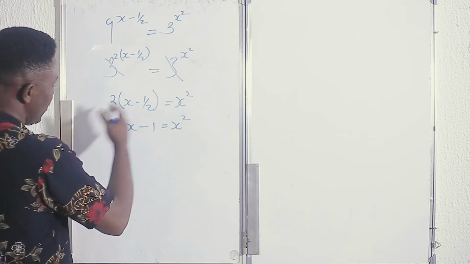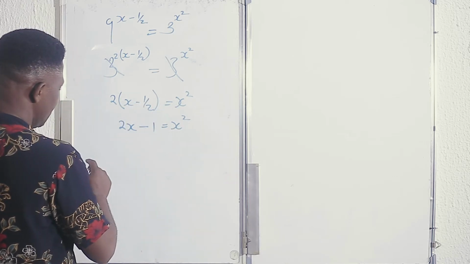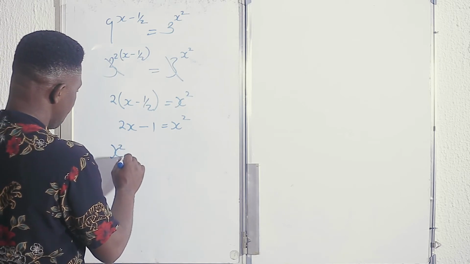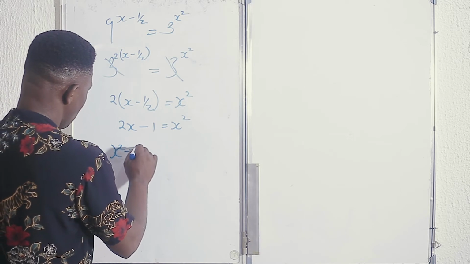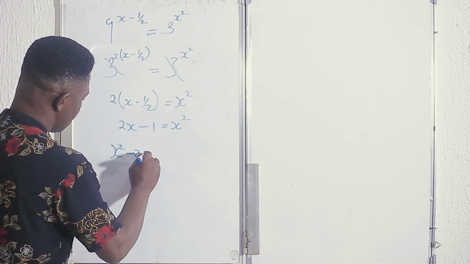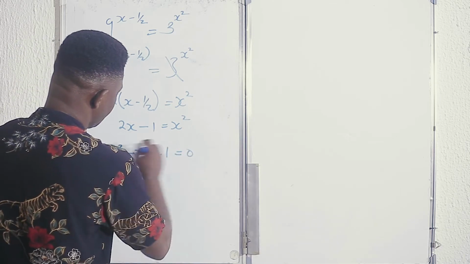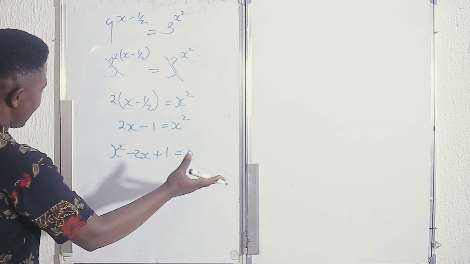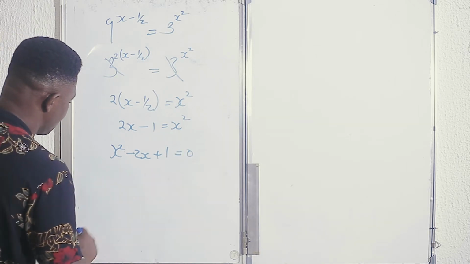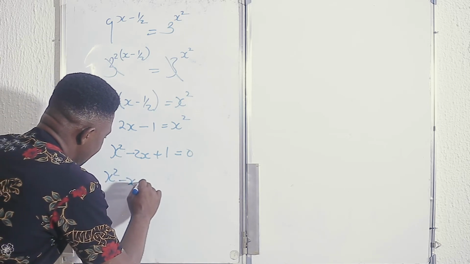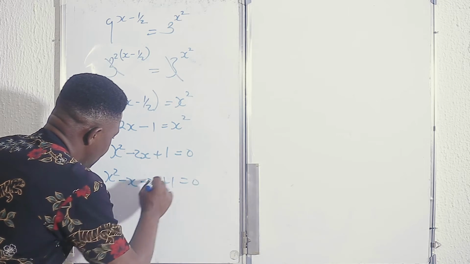And then we can bring them to one side. We see that we already have a quadratic form of equation: x squared plus 1, minus 2x plus 1 is equal to 0. This is already a quadratic equation. So let's find the value of x. We factorize this to find the value of x: x squared minus x plus 1 equal to 0.